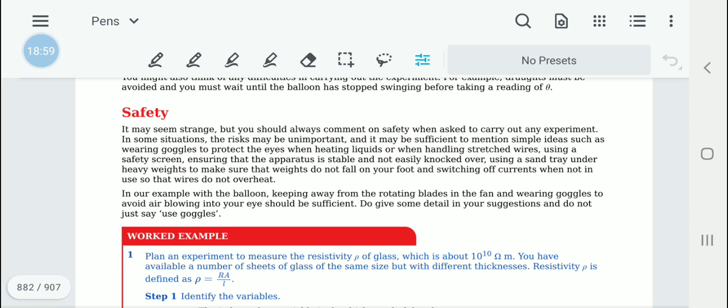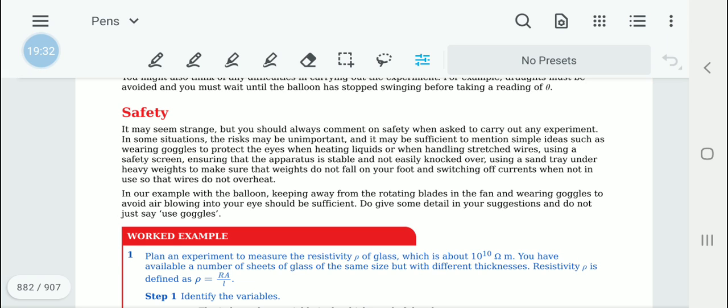Then you might say take precautions to keep away from the rotating blades of the fan, right? Or else, to avoid electrocution, use protected or covered power cables. Some things like that you might want to mention. And also always remember to mention at least two safety precautions that you should take, right?